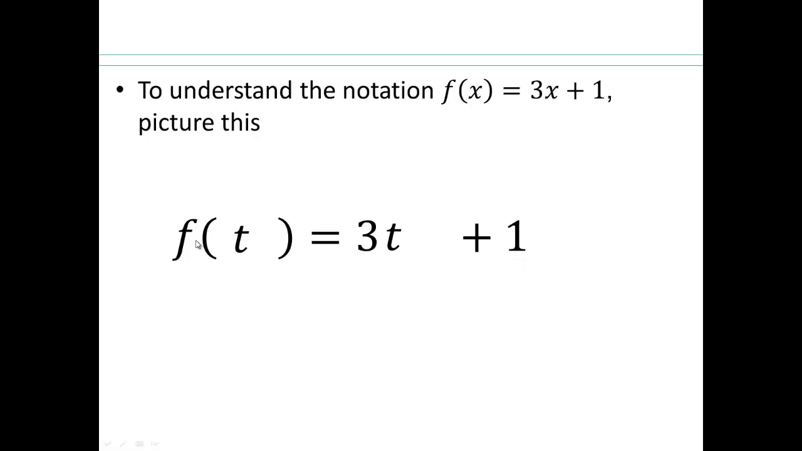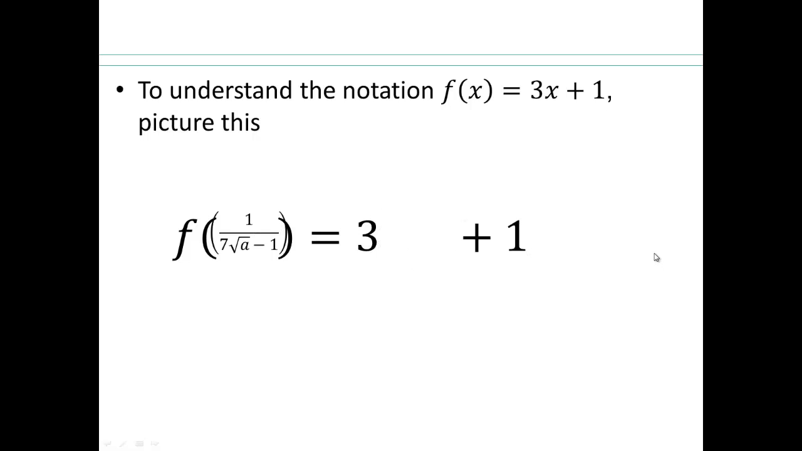What if my input is t? Then 3 times t plus 1 is my output. What if the input is a plus h? Then 3 times a plus h, plus 1, that would be my output.